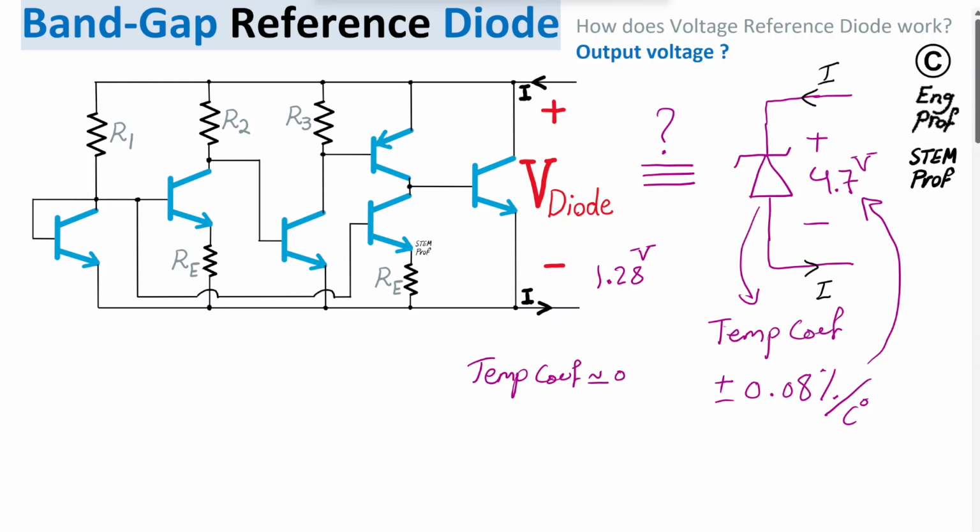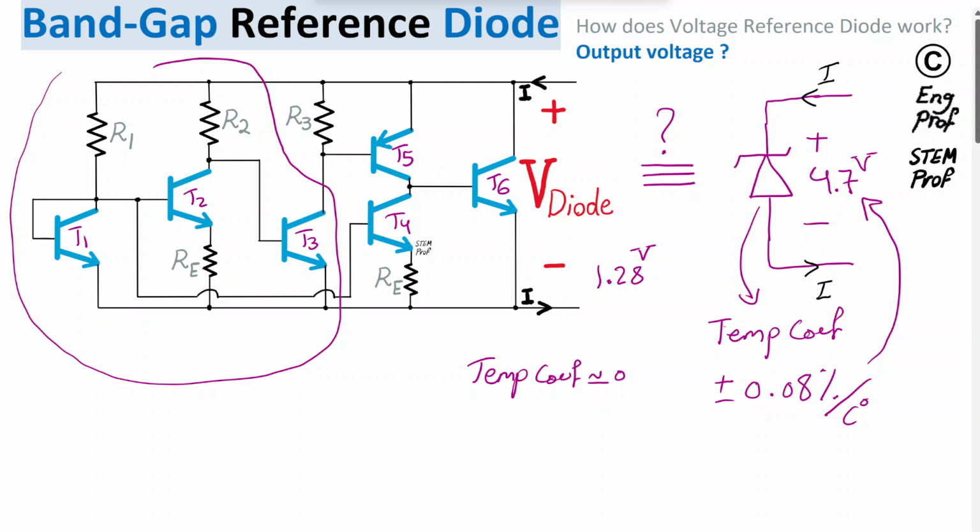Okay, so let's see. There are 5 NPN BJT transistors. I'm going to name them, and 1 PNP. So T1, T2, transistor T3, T4, and then transistor T5, which is our PNP transistor, and then finally the main output transistor, that is T6. I'm going to show you that the combination of T1, T2, T3 with R1, R2, and RE, these three resistors and transistors, will actually generate this voltage for us.